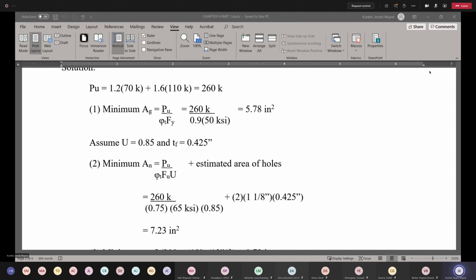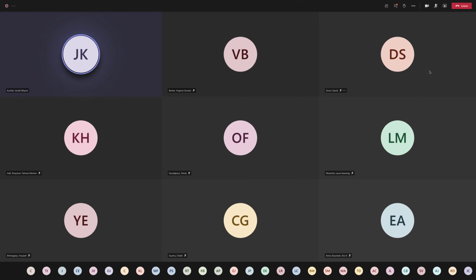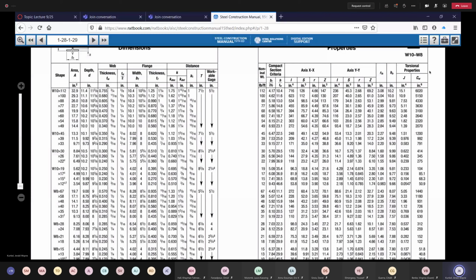will get the steel book back up. So the W10 by 22 that we were looking at has a flange thickness of 0.360 inches. So the 0.425 is just a guess on our part. Notice if you go up a little bit higher, the W10 by 33 has a flange thickness of 0.435.